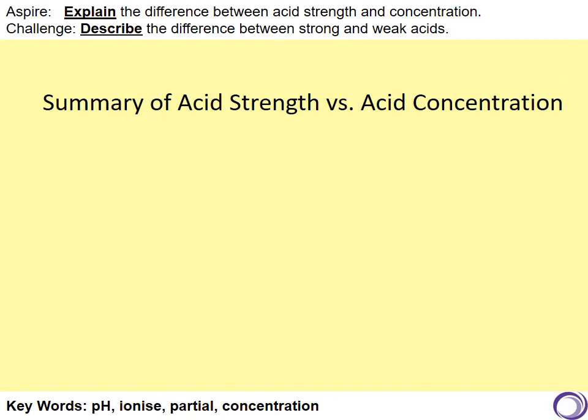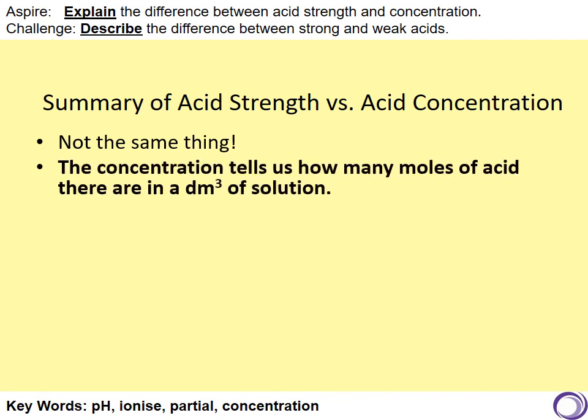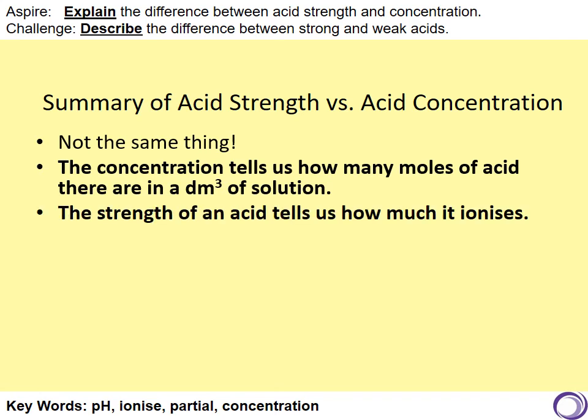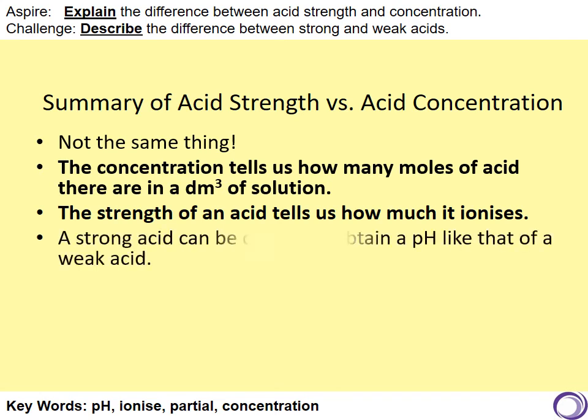Let's summarize then the acid strength versus the acid concentration. The first thing to remember then is they are not the same thing. Acid strength and acid concentration are two different things. The concentration tells us how many moles of an acid there are in a decimeter cubed of solution, or how many particles there are in a given volume. The strength of an acid tells us how much it has ionized. This means that a strong acid can be diluted to obtain a pH similar to that of a weak acid.